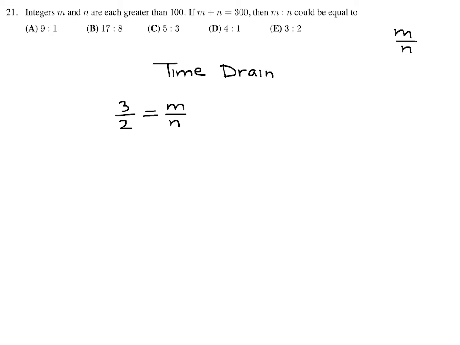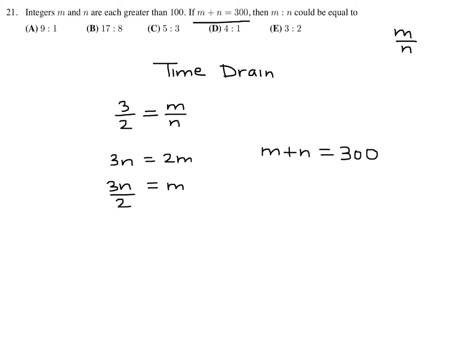So cross multiply and you get 3n is equal to 2m. Isolate for one variable, you get 3n over 2 is equal to m. Now plug it back into our main equation, m plus n is equal to 300. M we just figured out was 3n over 2, and you add that to n. If you get a common denominator, it'll be 5n over 2 is equal to 300.